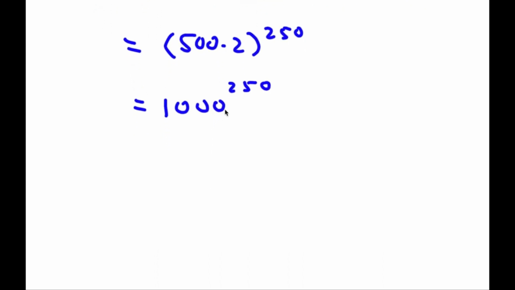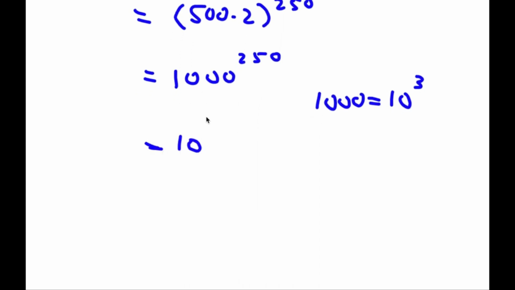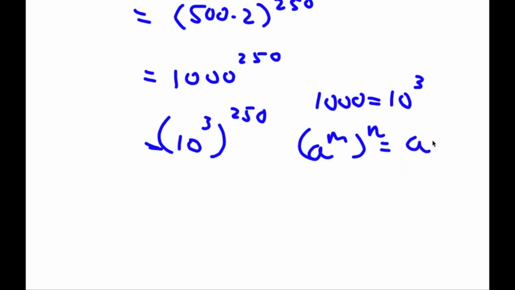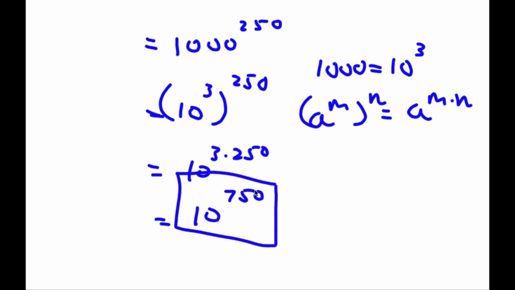Now, we can actually go ahead and simplify this a little. 1,000 is the same thing as 10 to the power of 3. So now I have 10 to the power of 3 to the power of 250. And now if I have something in the form a to the power of m to the power of n, this is equal to a to the power of m times n. So 10 to the power of 3 to the power of 250, that's going to equal 10 to the power of 3 times 250. And 3 times 250 is 750. So I have 10 to the power of 750. And this is my answer.